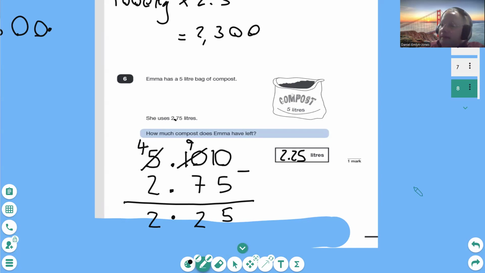So you can do that in your head if you want. But you can do this sum. So just remember that decimal point comes at the end if you can't see it. And you do adding and subtracting just the same as you would without the decimal point. Just adding and subtracting.